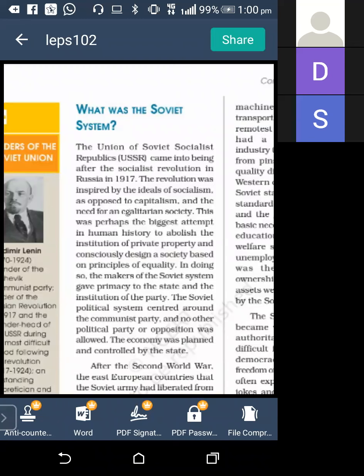Socialism means equality. They are against any type of capitalism. Number one. Number two, this is the first attempt in human history to abolish capitalism in the society. Let socialism come into the society.